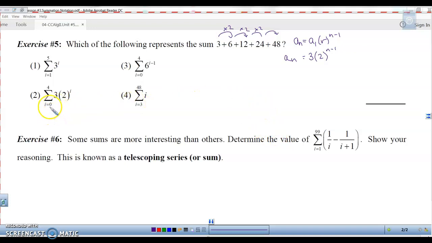If I plug in 0 into this formula, that would give me 3 times 2 to the 0, and 2 to the 0 is 1, which is equal to 3, the first term of the sequence. The second term of the sequence would be 3 times 2 to the first. 2 to the first is 2, times 3 is 6. That's the second term of the sequence. And then 2 to the second would be 3 times 4, which is 12.